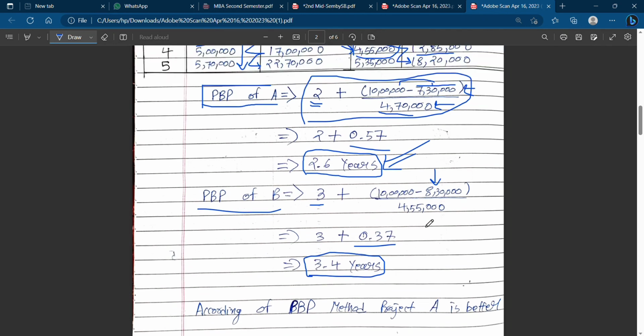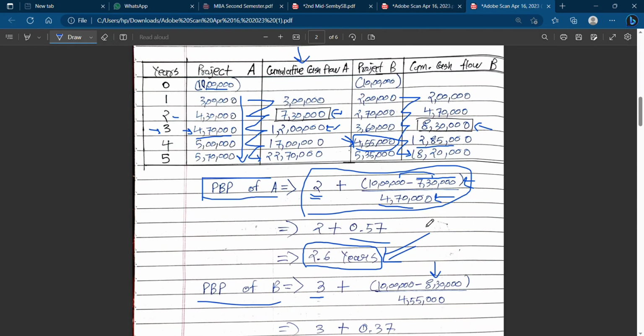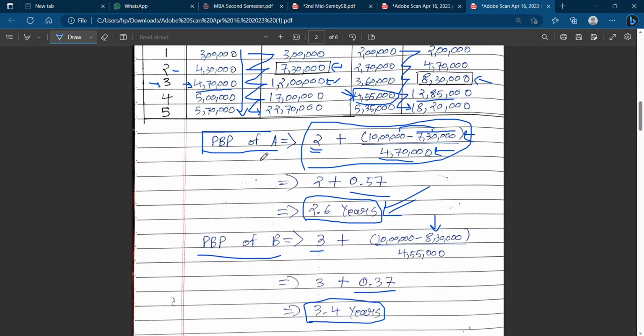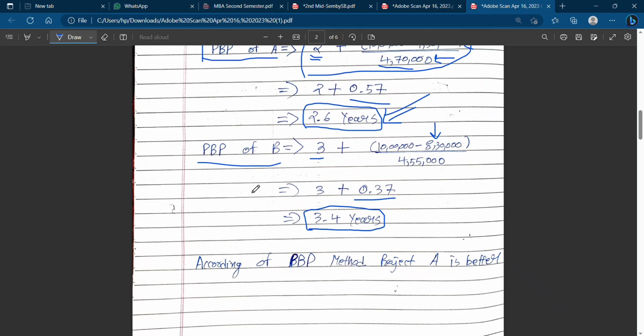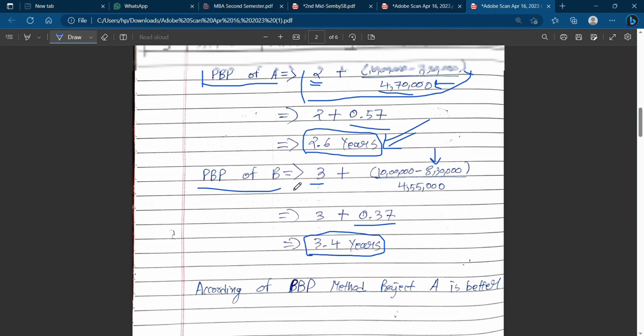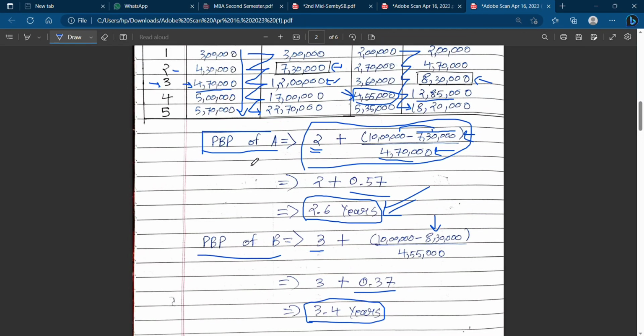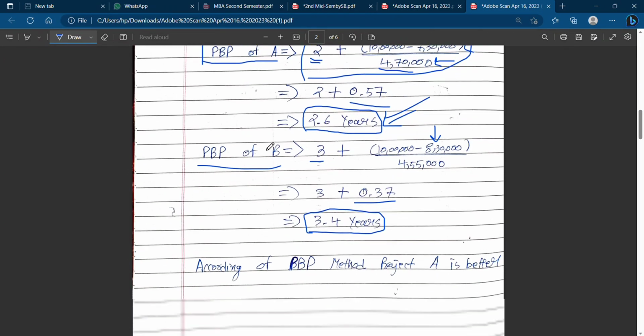The less the time, the more suitable the project. So our project A is better than project B according to the payback period method. So let's move to the second.